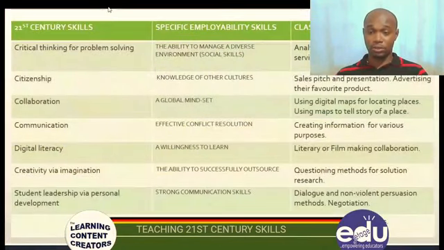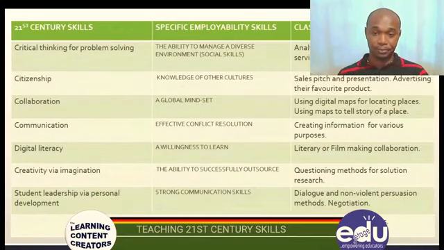Now let's look at these 21st century skills. We'll look at the different columns: 21st century skills, specific employability skills, and classroom lesson scenarios. So the broad category of 21st century skills: we have critical thinking for problem solving. Why critical? Because probably you are trying to solve a problem. Then you have citizenship, you have collaboration. Why should we collaborate on a project? Why should a student understand collaboration?